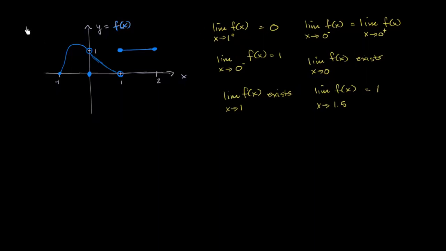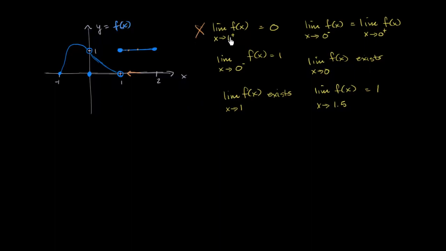So let's look at it. We're talking about as x approaches 1 from the positive direction, so for values greater than 1. So as x approaches 1 from the positive direction, what is f of x? Well, when x is, let's say, 1.5, f of x is up here. As x gets closer and closer to 1, f of x stays right at 1. So as x approaches 1 from the positive direction, it looks like the limit of f of x isn't 0. It looks like it is 1. So this is not true.